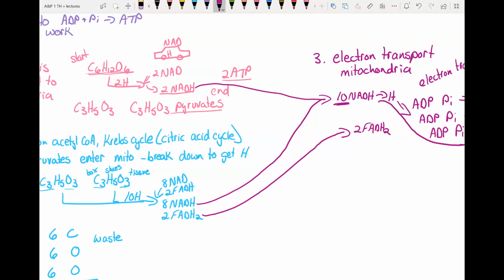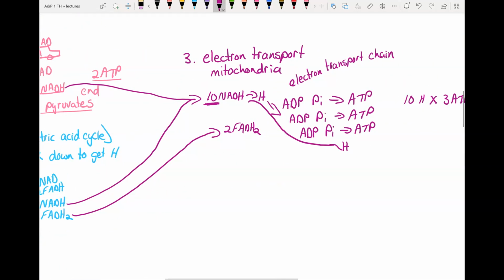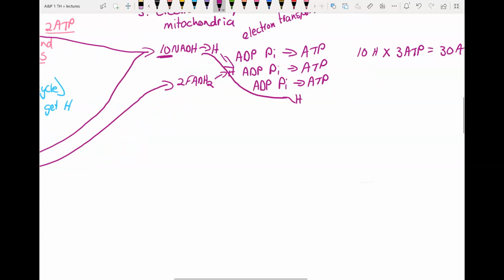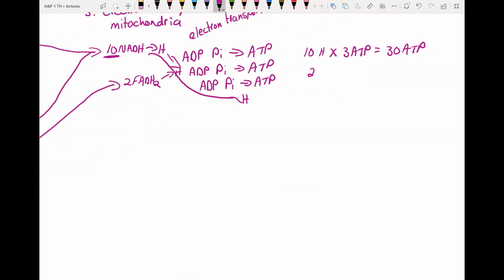It's the other brand of taxi cab. It drops its hydrogen off right here. Now notice it's not at the very top. It's kind of part way up. So this hydrogen, when it goes down, it makes 2 ATP. So we have 2 of these, and they each make 2 ATP. So that gives us 4 ATP.